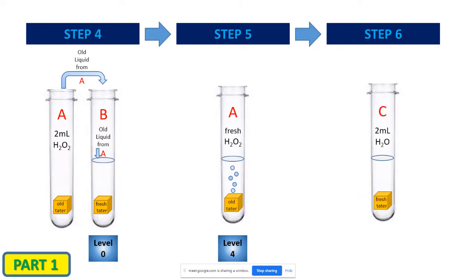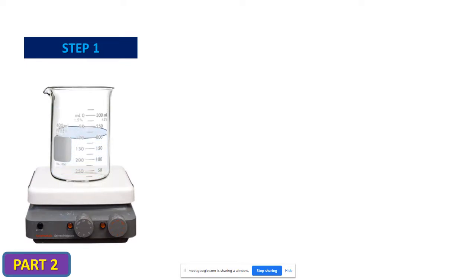Then in the next step, you're asked to take that C that just had the water in it and put a nice fresh piece of potato and wait. You're looking for bubbles. You don't see anything, so you can say that that's also a level 0. And you're going to take these results and put them into the table, and then answer the analysis questions for part 1.